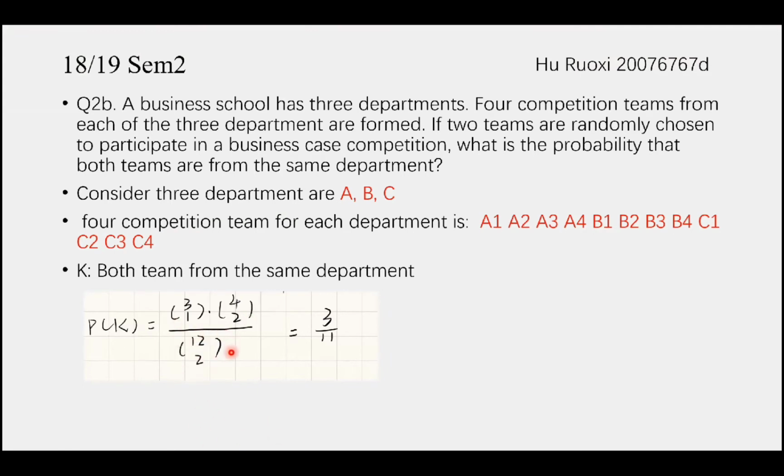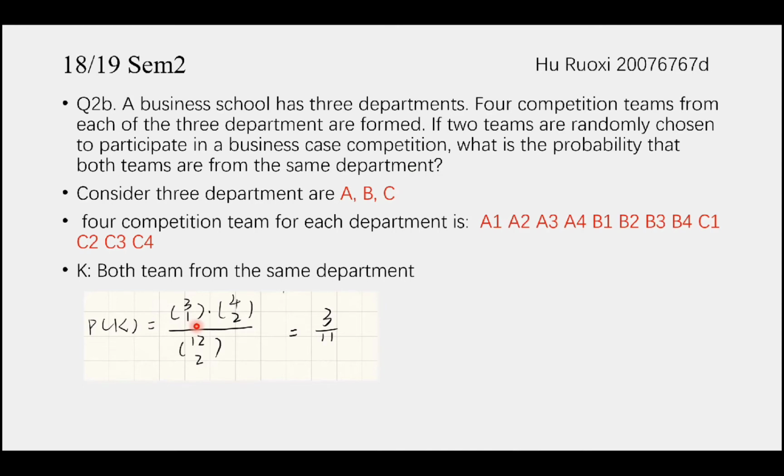And we can get that the denominator is 66. And so we know that they have 3 departments, A, B, and C. And the teams from the same department, A, B, or C, we don't know which, but it all has this kind of possibilities. So we just choose 1 out of the 3 choices, which is 1 chosen from 3.